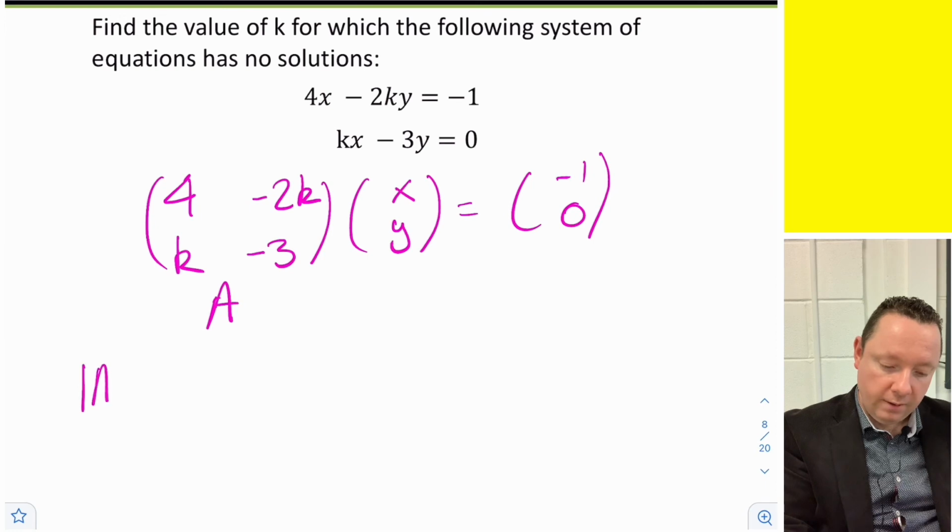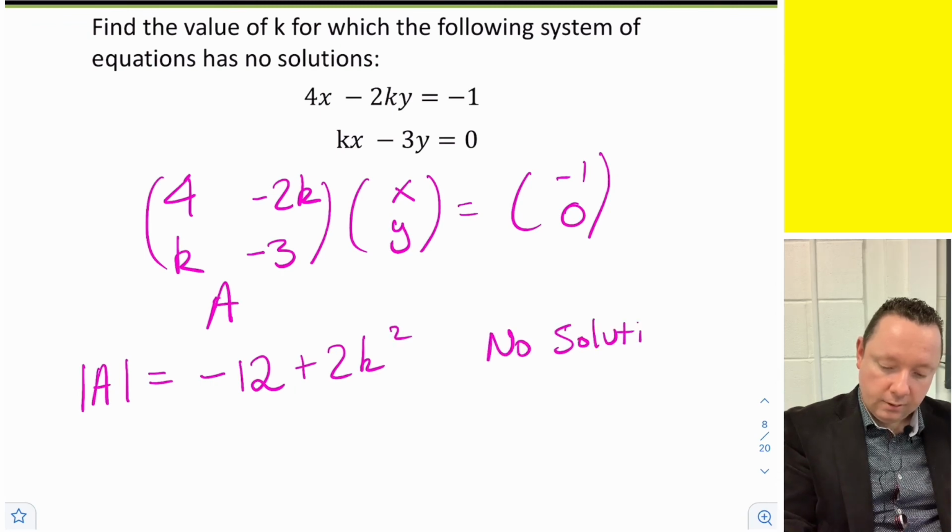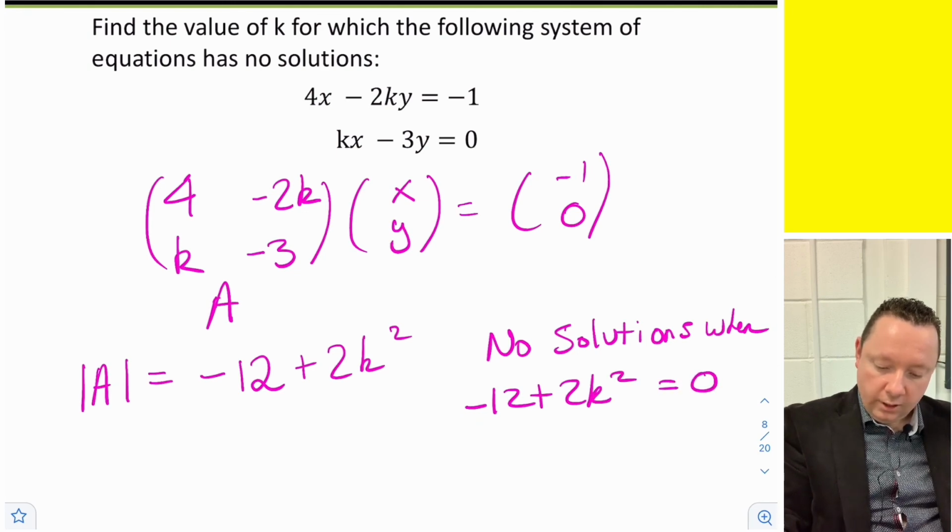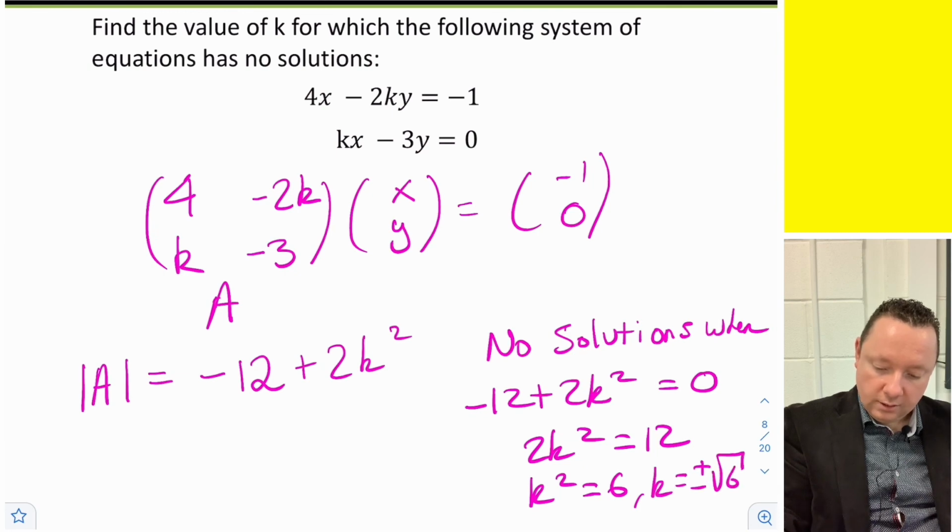The determinant of A is minus 12 plus 2k squared, and we're going to say no solutions when minus 12 plus 2k squared equals 0. Easy enough to solve. 2k squared equals 12. So k squared equals 6. So k equals the positive or minus square root of 6.